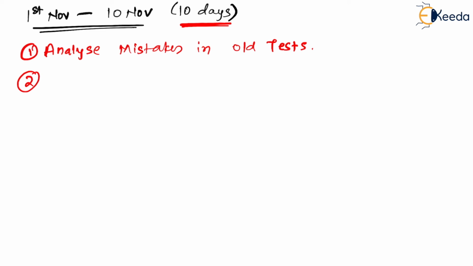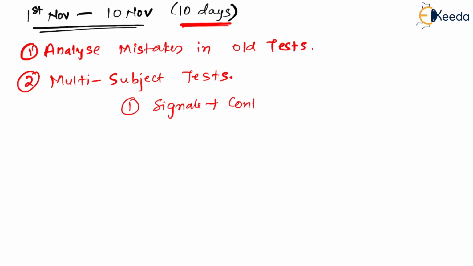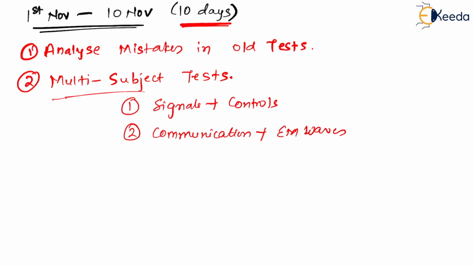Then second, what are you supposed to do? Second thing you please give multi subject tests. Multi subject test in the sense, for example, there will be one test in which you will have, let us say, signals and systems plus control systems. You may have such tests. You may have a test in which you may have communication and EM theory and EM waves also. So you please complete this multi subject test also.